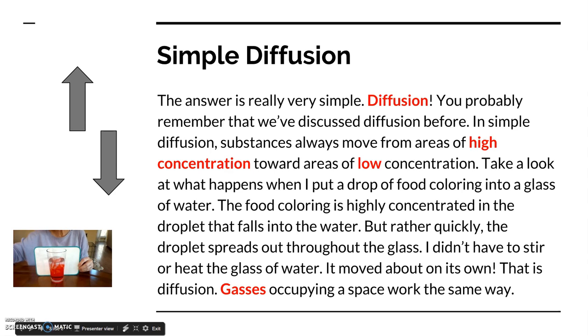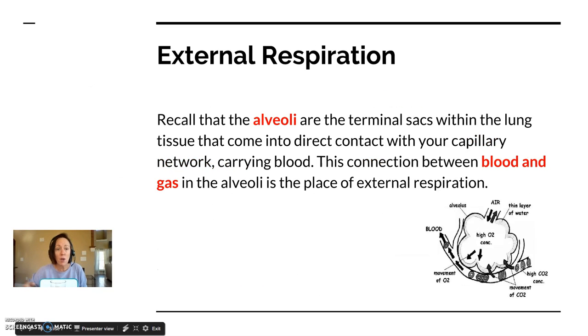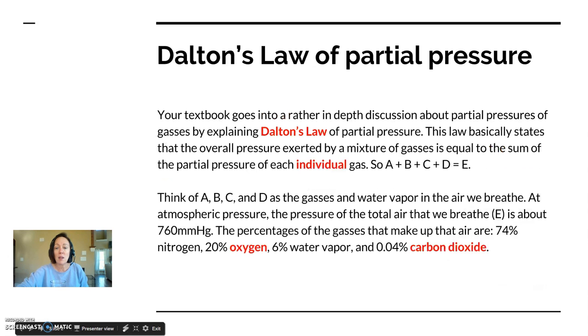And that's with liquids, but gases that occupy any space work the same way. They will move from areas of high concentration to areas of low concentration. If you think about the alveoli that we learned about last week, those are the terminal sacs within the lung tissue that are going to come in direct contact with your capillary network, which carries the blood. The connection between the blood and the gas in the alveoli is where external respiration takes place. Even though you think of it as inside your body, it's external respiration because it's taking the air from outside externally and bringing it into your body for the first time.